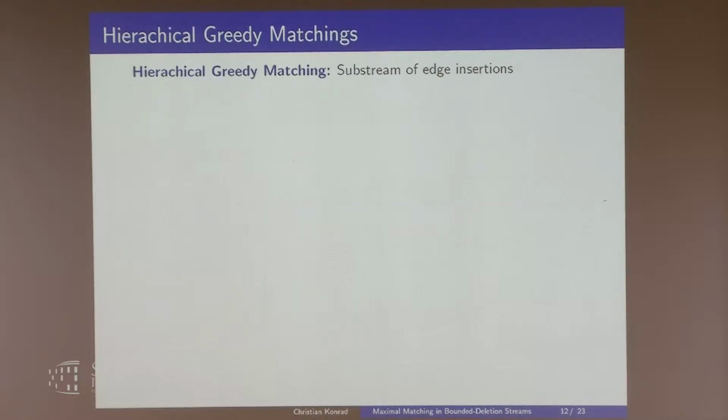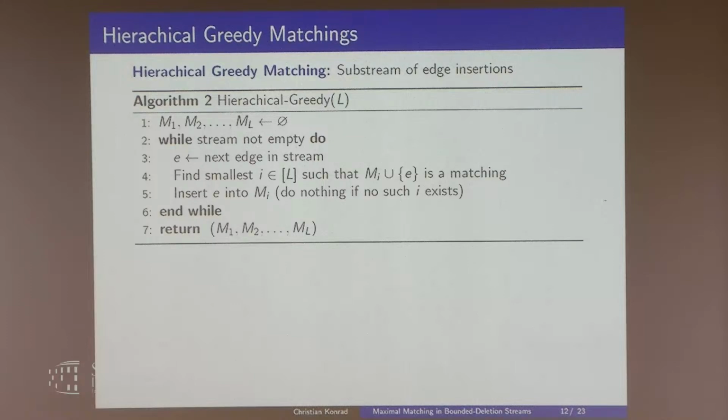In the actual algorithm, we will only run this on the substream of edge insertions. So ignoring all deletions, we just focus on the substream of edge insertions. The algorithm is really simple. It's probably what you would expect immediately when you hear the term hierarchical greedy matchings. It's parameterized by an integer L. We compute L matchings overall.